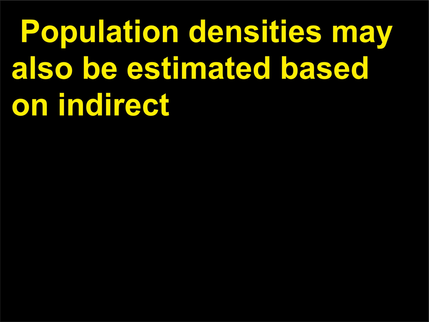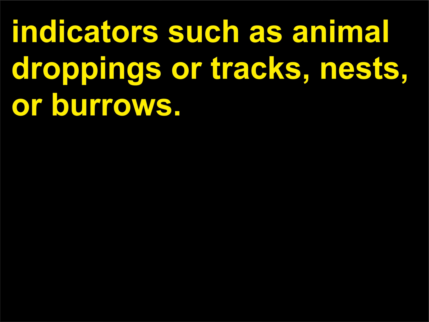Population densities may also be estimated based on indirect indicators such as animal droppings or tracks, nests, or burrows.